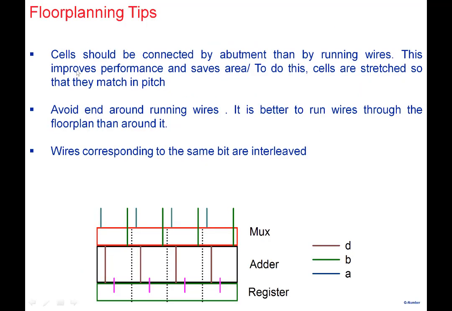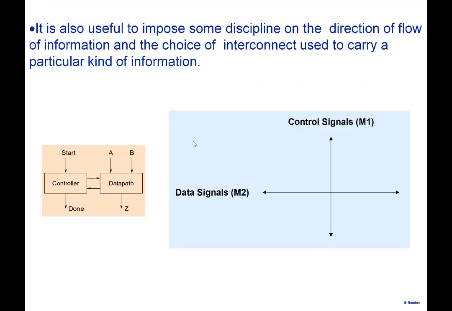Some floor planning tips that we've already seen: cells should be connected by abutment rather than by running wires. You're doing an 8-bit or a 16-bit or a 32-bit design, so it's made up of cells. You do that by just putting them next to each other. To do this, cells are stretched so that they match in pitch. Note that a mux's complexity is different from an adder's, and an adder's complexity is different from a register's, but you're going to match the pitch, the horizontal of each one of them.